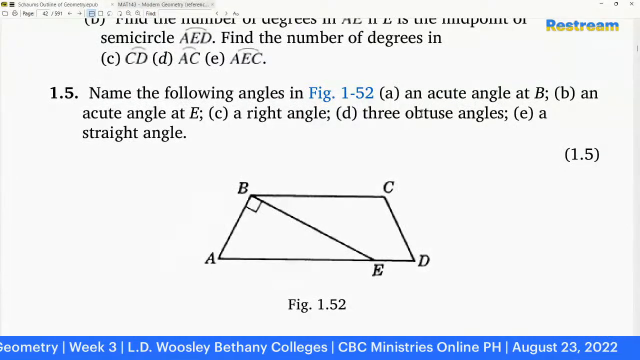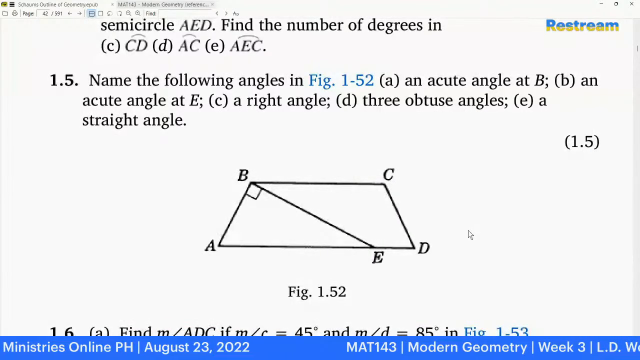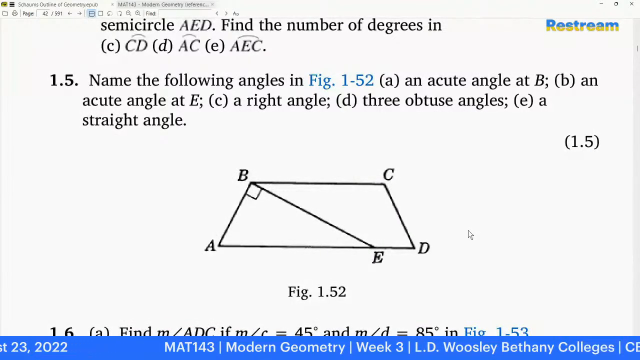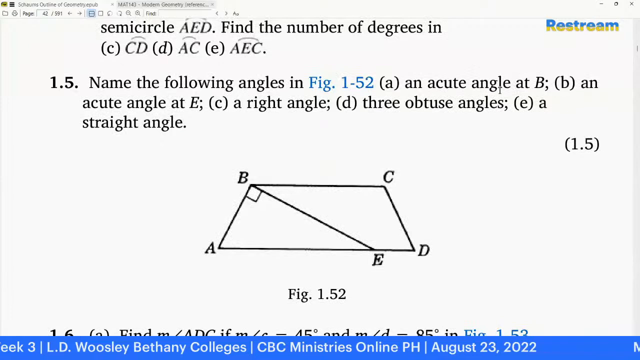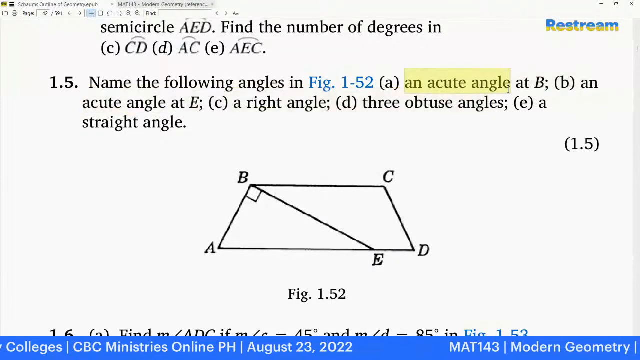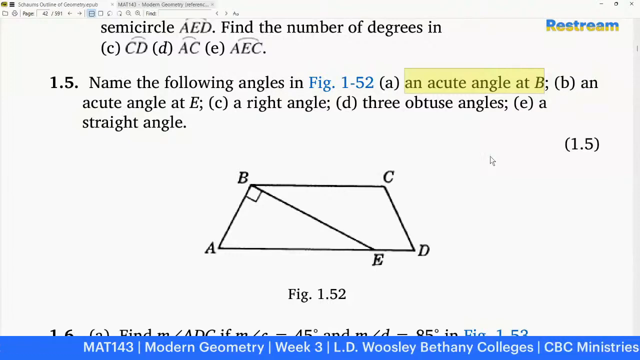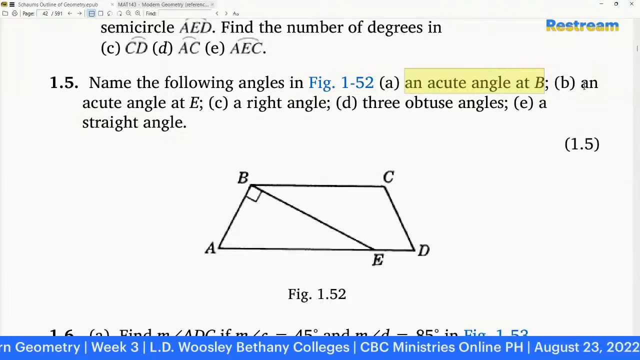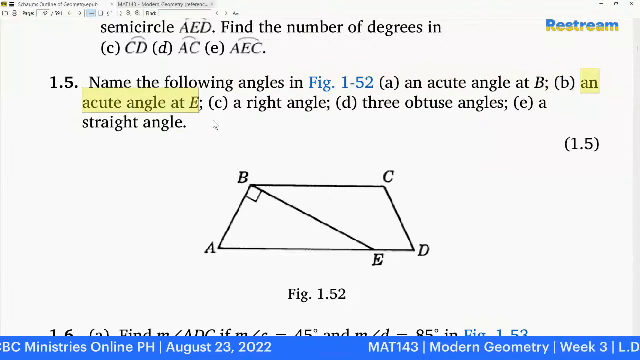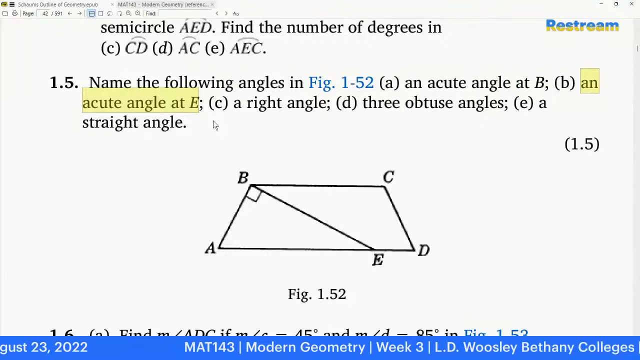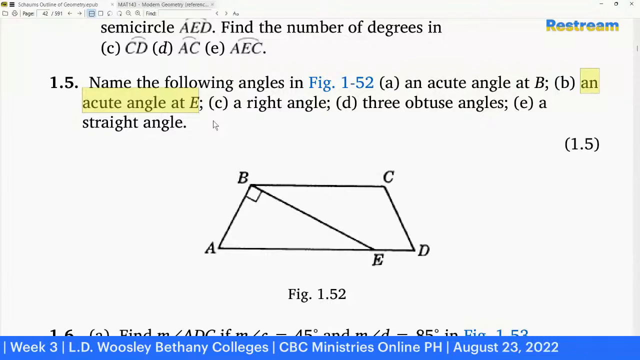Knowing angles. Balik tayo kay Micaela. Name an acute angle in this figure. Letter A and B. Acute angle at B. Angle CBE po. Okay, correct. Next, ikaw naman, Acel. Acute angle at E. Angle BEA or AEB. Yeah.